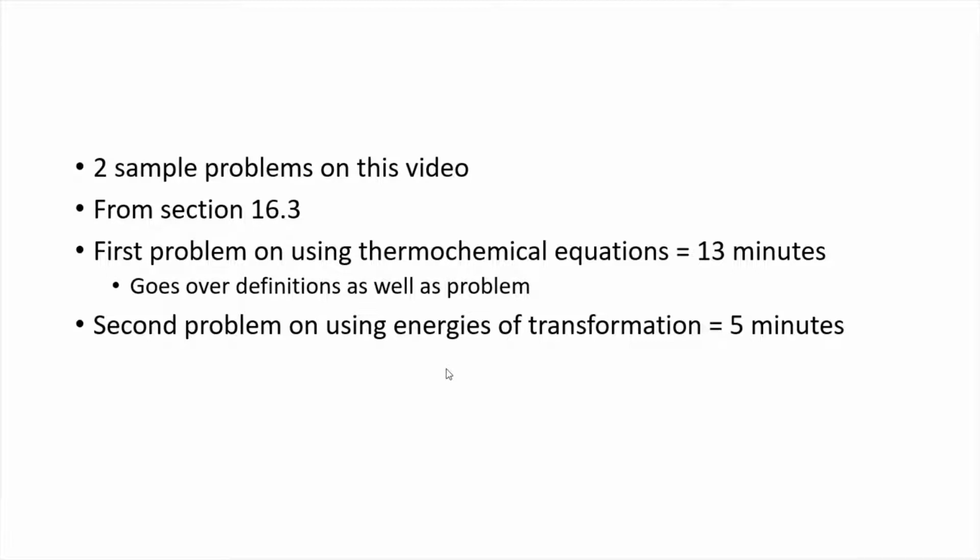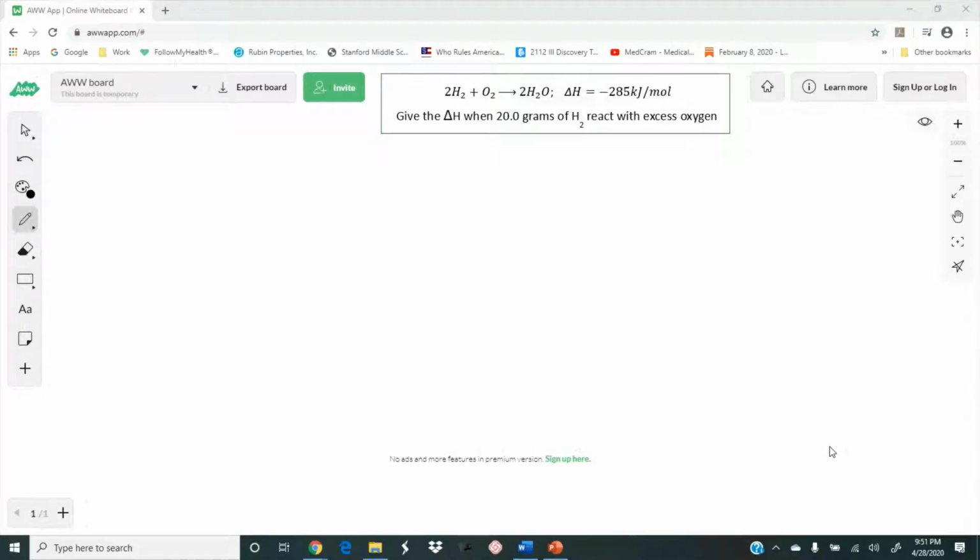Hopefully these are helpful, so I'll put them both together in one video. In section 16.3, there are problems that deal with thermochemical equations and also energies of transformation, right? Melting, freezing, boiling, that stuff. So I'm going to do a couple of sample problems here.